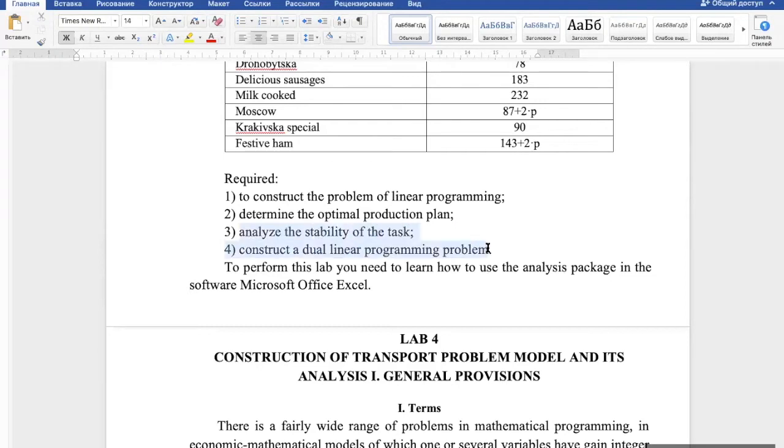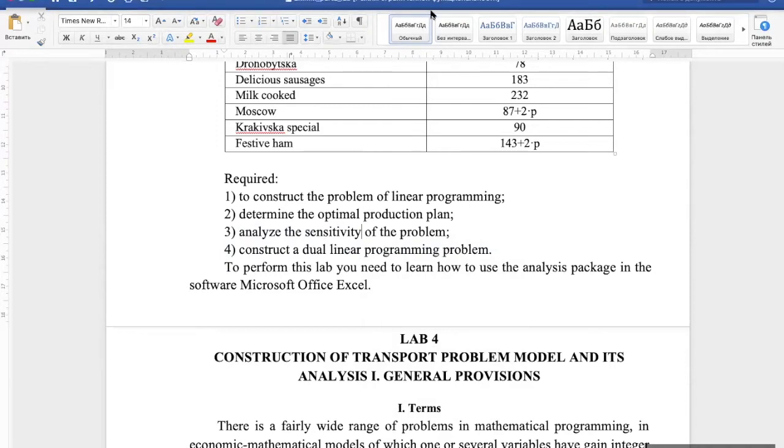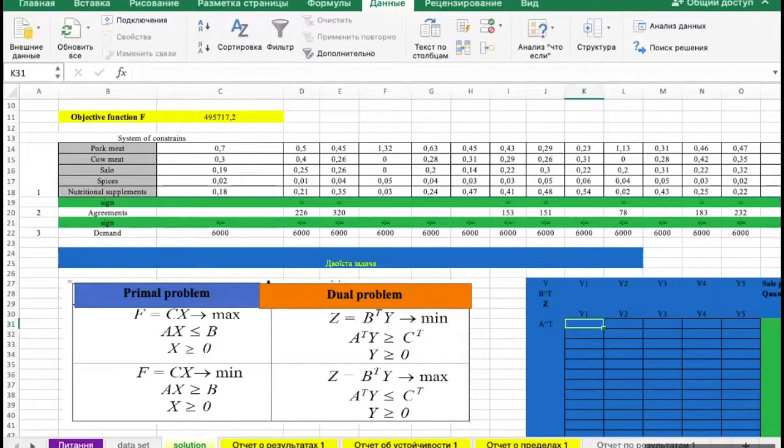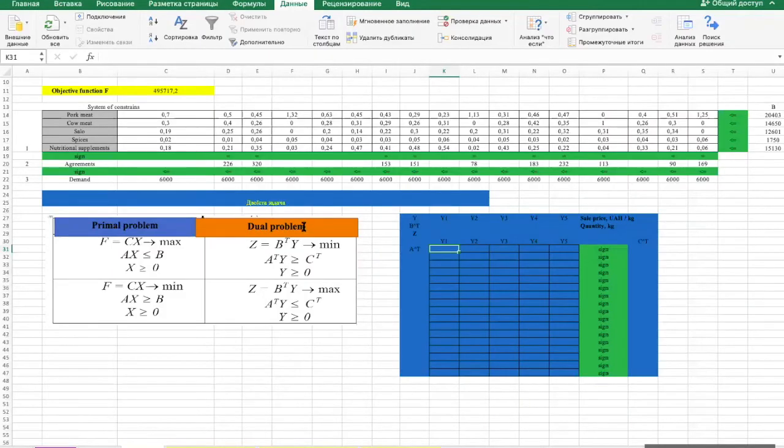Now we need to do this task by analyzing the sensitivity, not stability, but sensitivity. And also we need to build the dual linear programming problem. So now we need to go to our Excel file. Good. So what do we have?